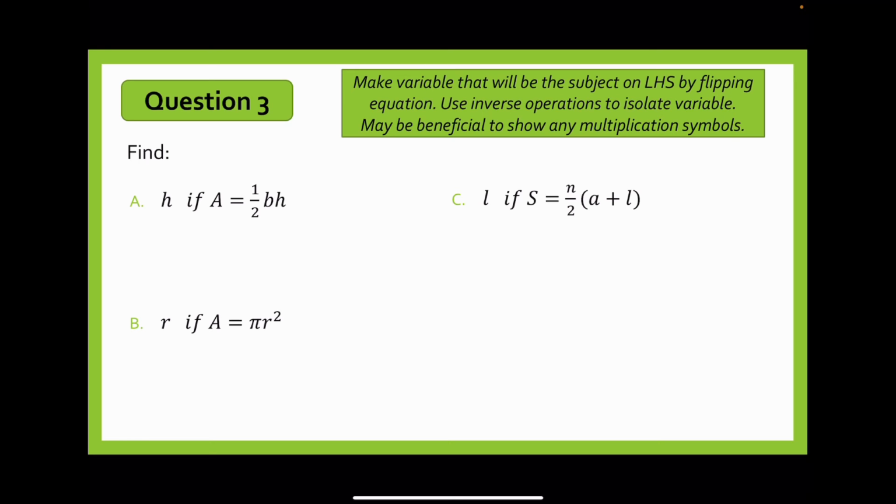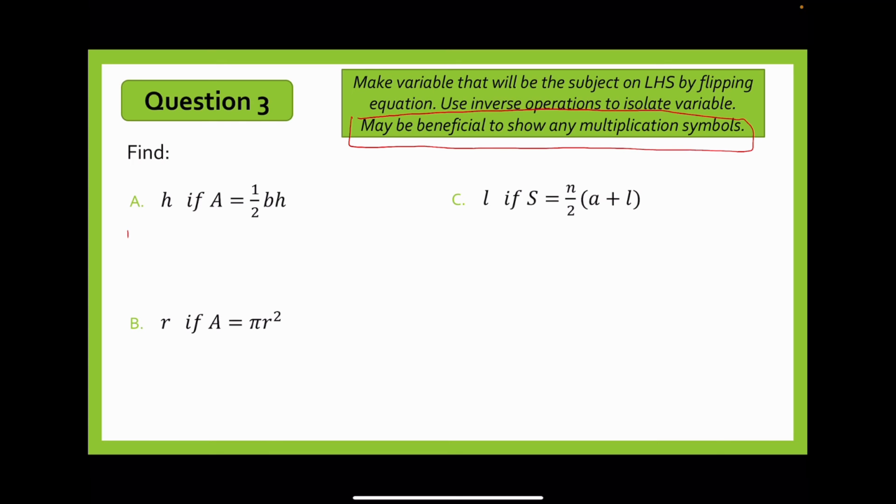For question 3, again, we're going to be solving literal equations, but this question is slightly different from the other question, and I've also included this step over here. Sometimes it might be useful for us to indicate the multiplication sign because it might help us reach our final answer. So for question 3a, you're trying to solve for the letter h. Notice that h is on the right hand side, so I generally like to keep h's on the left hand side, so let's flip the equation over.